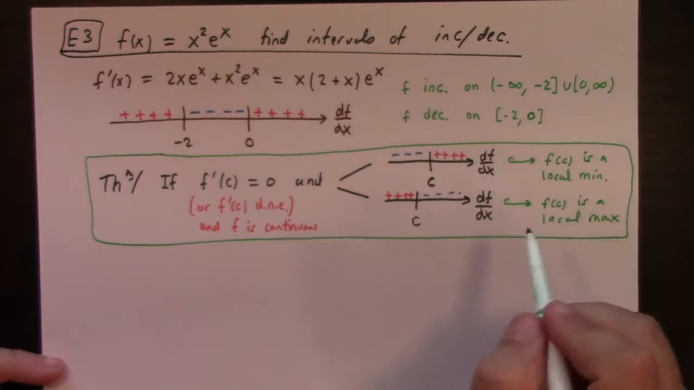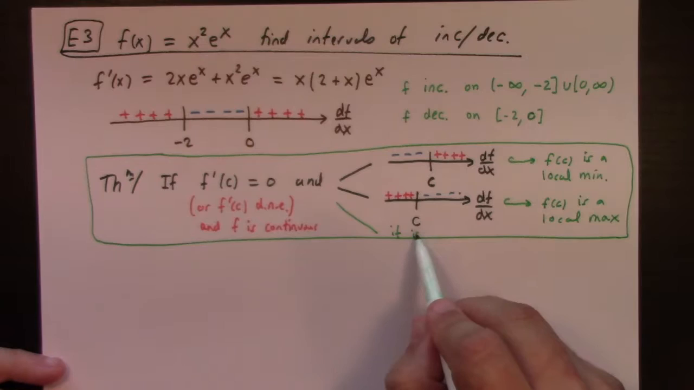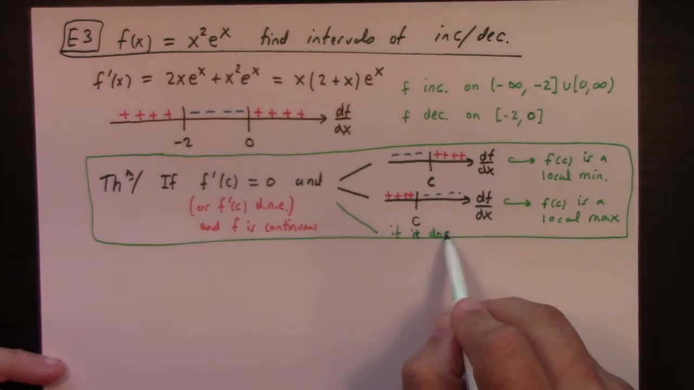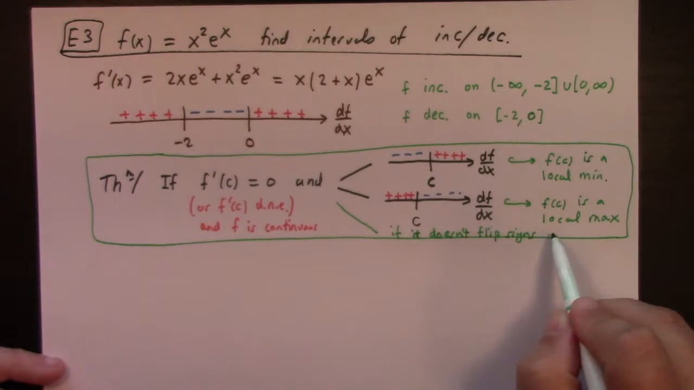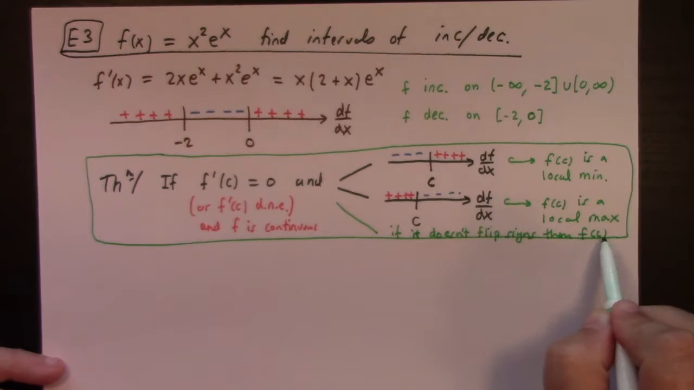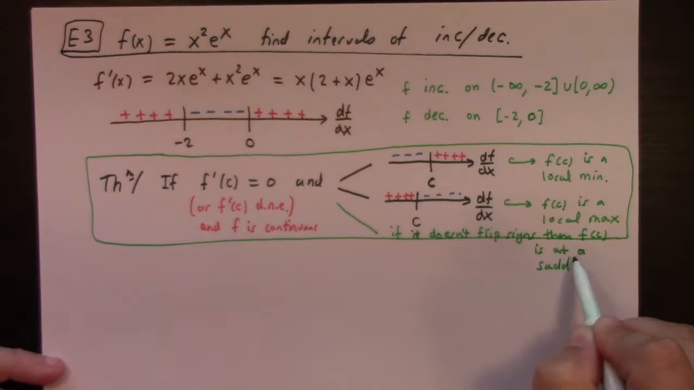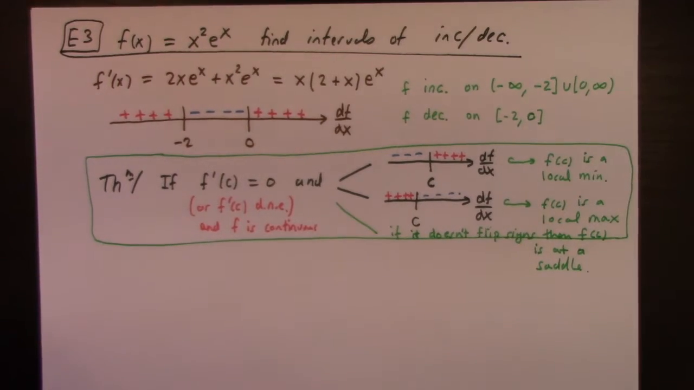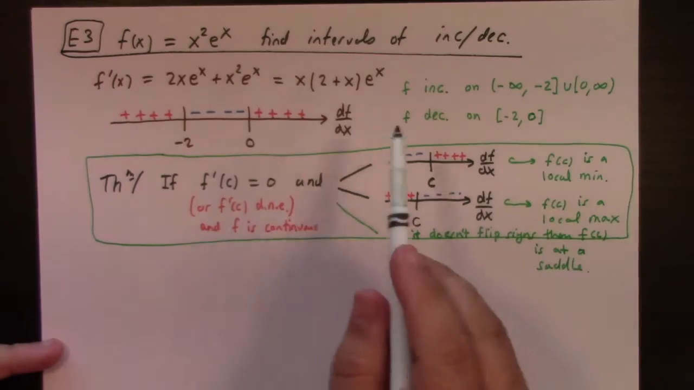I guess there's a third thing, which is that if it doesn't flip signs, then f of c is at a saddle point. That was like the cubic we saw, right? That cubic is what's called a saddle point because as you go to one side or the other of the critical point, it's both increasing and decreasing. That terminology makes more sense in 3 dimensions.